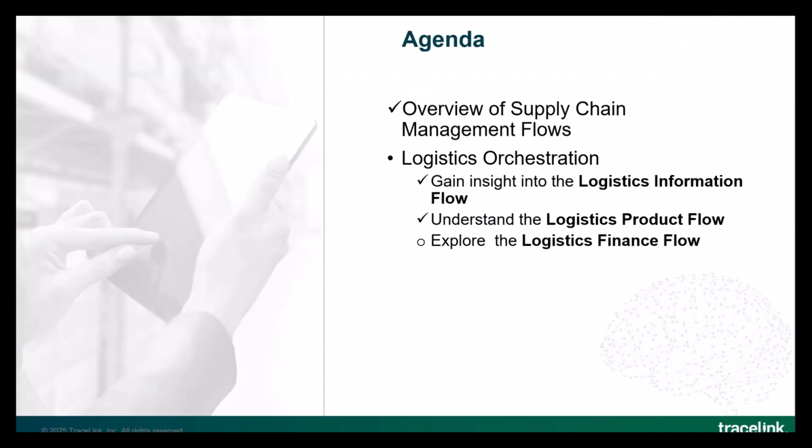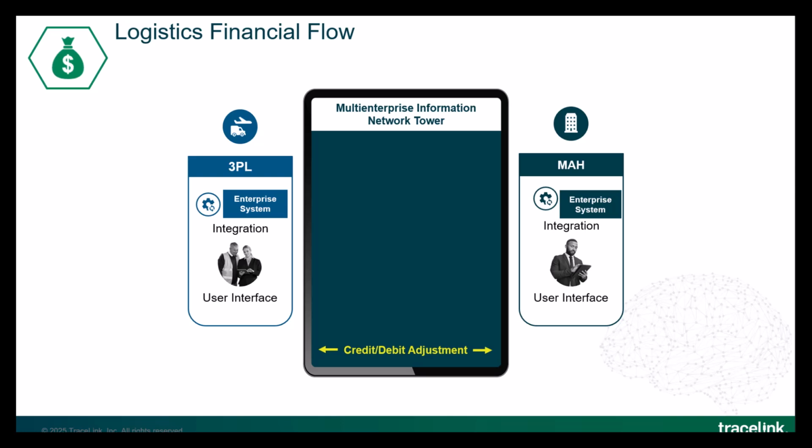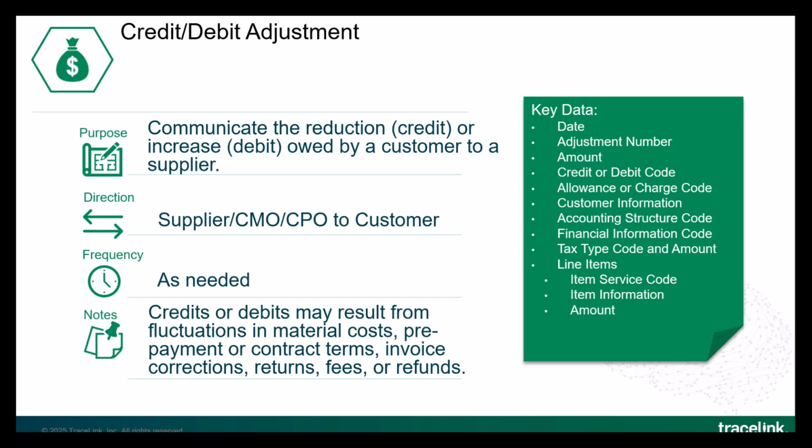Finally, we'll take a look at the logistics finance flow. In the financial flow, we have credit debit adjustment. You're a client, and after receiving an invoice, you realize there is a pricing mistake or a returned product that needs to be accounted for. What if you could instantly notify the seller about the issue and get it fixed? That's where the EDI 812 credit debit adjustment comes in.